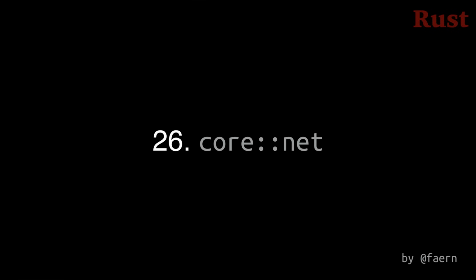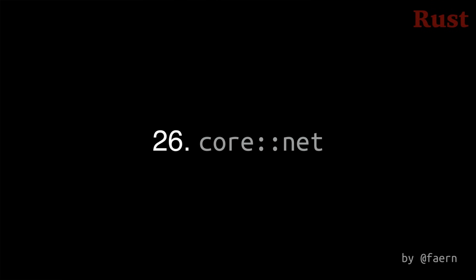Number 26. The core net module has stabilized. This moves the networking primitives related to IP addresses from the standard library to the core library. Of course, they're still re-exported in the standard library in the same place, so code using the standard library won't have to change.